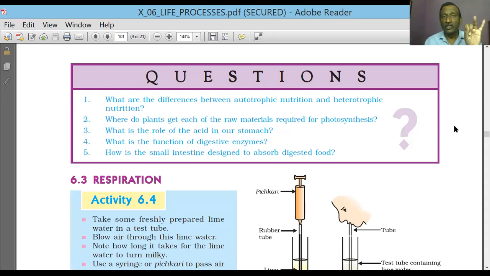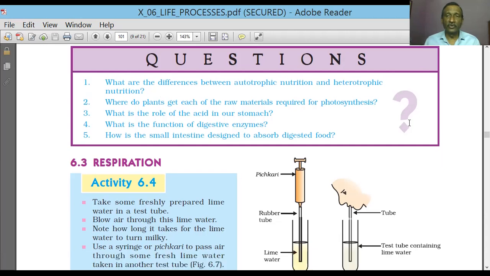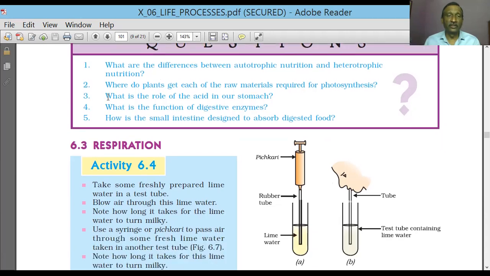They require water, they get from, what do you call it, from soil. And if it is aquatic plant, they can even take from surrounding. The third thing is chlorophyll that they got their own, and the fourth one is light. Okay, so these are the 4 things. Out of that, 3 things they require from outside, and the 4th thing that is chlorophyll they have got their own.